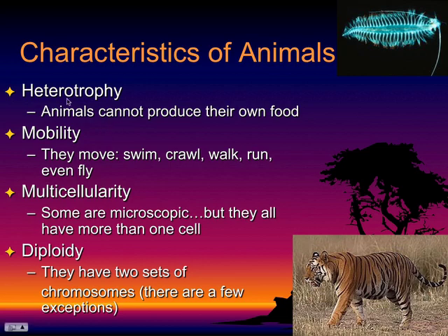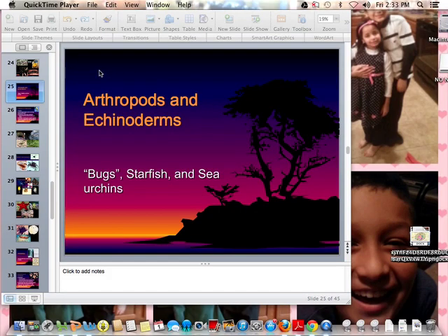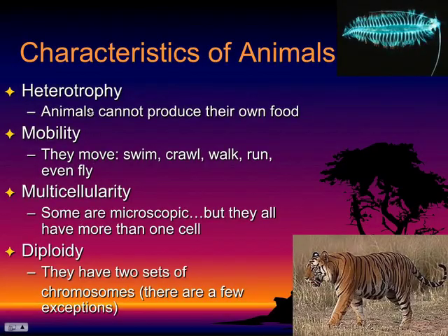So one characteristic that we begin with is all animals in here are going to be heterotrophs. So there are no organisms in Kingdom Animalia that make their own food. So they cannot produce their own food. Also, mobility. So organisms in Kingdom Animalia have the ability to move. So either they swim, crawl, walk, run, some even fly.